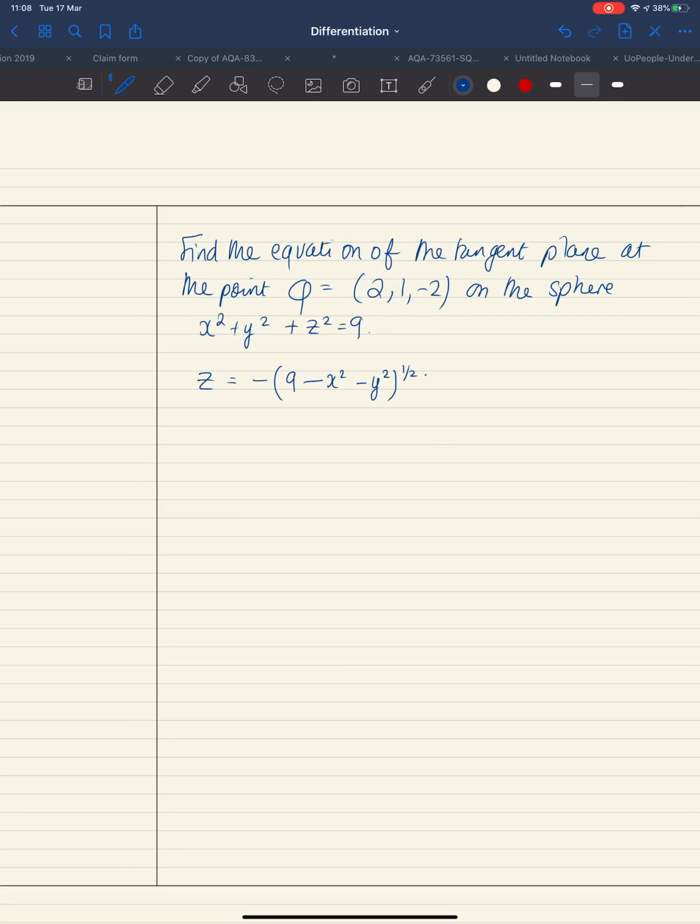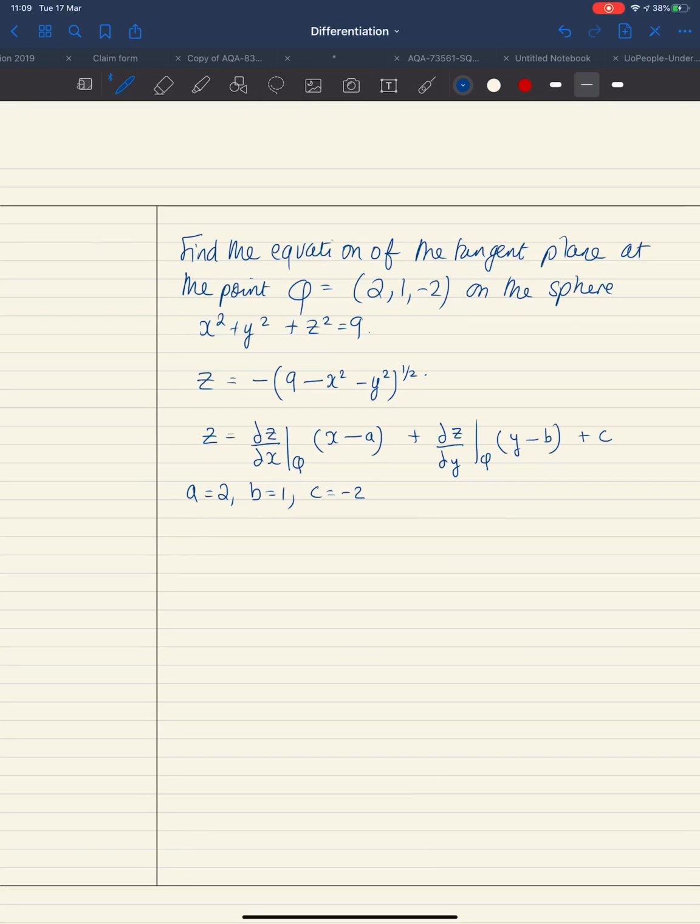It'll be better. Anyway, if you remember, our tangent plane is z equals dz by dx, evaluated at Q, times x minus the x coordinate, plus dz by dy, evaluated at Q, times y minus b, and then it's plus c. That's what you've got to remember. A is 2, B is 1, C is minus 2, and that's from here, A, B, C. So now we've got all the bits, we need to do dz dx, dz dy, substituting the 2, 1, minus 2, and then we've got the full thing.